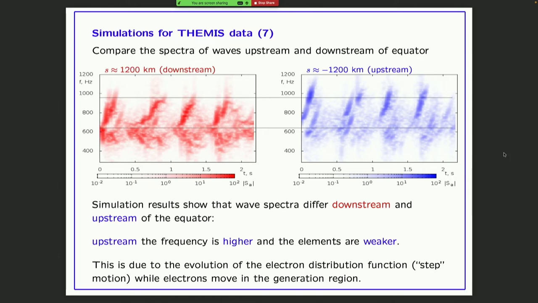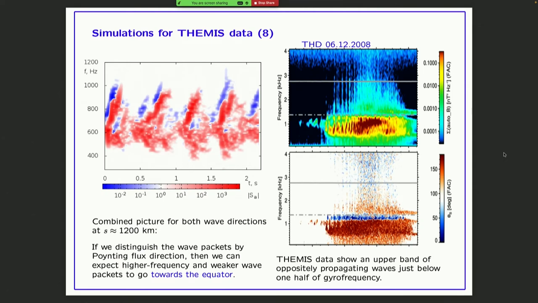If we recall that in fact there are also electrons moving to the right and waves moving to the left, so we will have two subsystems generating oppositely propagating waves. Both waves propagate in the same region, and if we superimpose these two pictures on the one side of the equator, the next slide will show us this summary, and indeed we will have stronger elements with lower frequencies that are superimposed on weaker elements with higher frequencies.